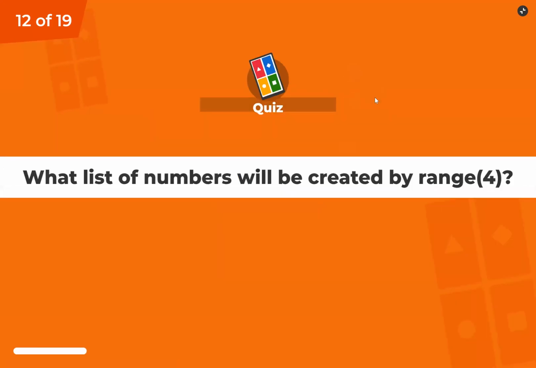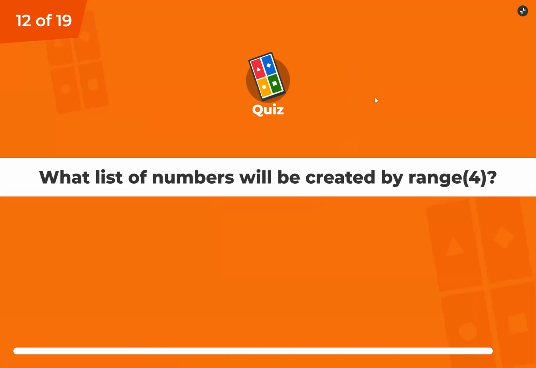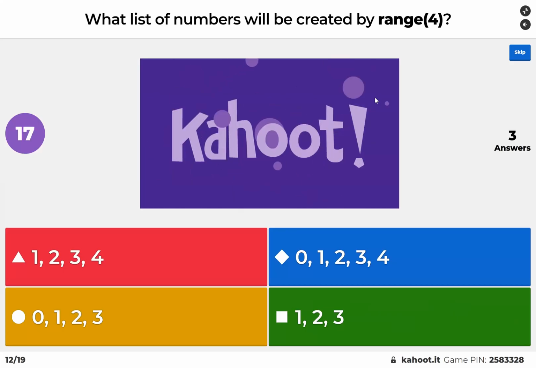All right, question 12. What list of numbers will be created by range 4? Will I get 1, 2, 3, 4, 0, 1, 2, 3, 0, 1, 2, 3, 4, or 1, 2, 3?